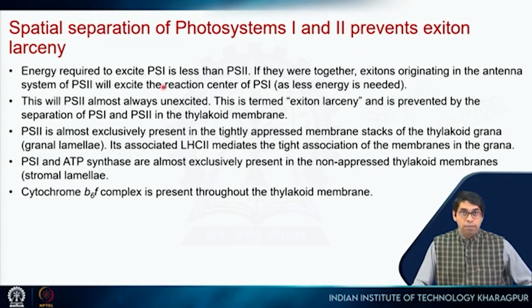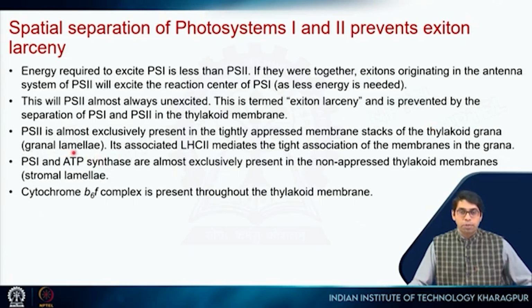And what will it result in? It will result in the unexcited state of photosystem 2. So photosystem 2 will almost always remain unexcited, okay? This is termed exciton larceny and is prevented by the physical separation of these two photosystems in the thylakoid membrane. Photosystem 2, as we have seen, is almost exclusively present in the tightly appressed membrane stacks of the thylakoid grana, which is also called granal lamellae.